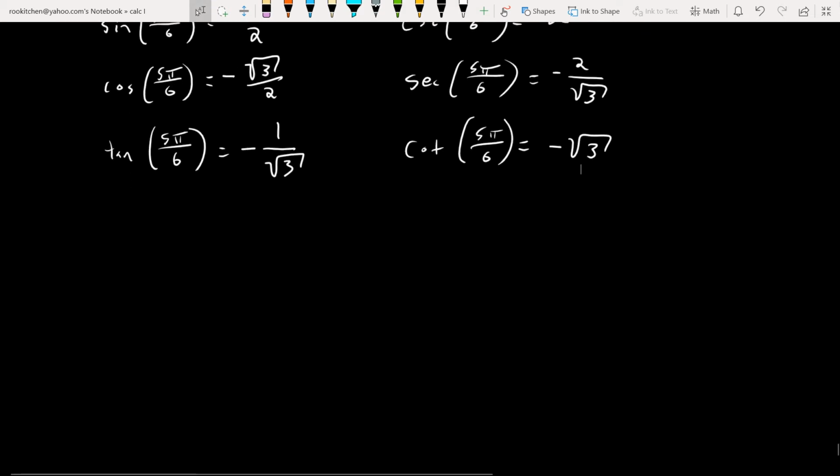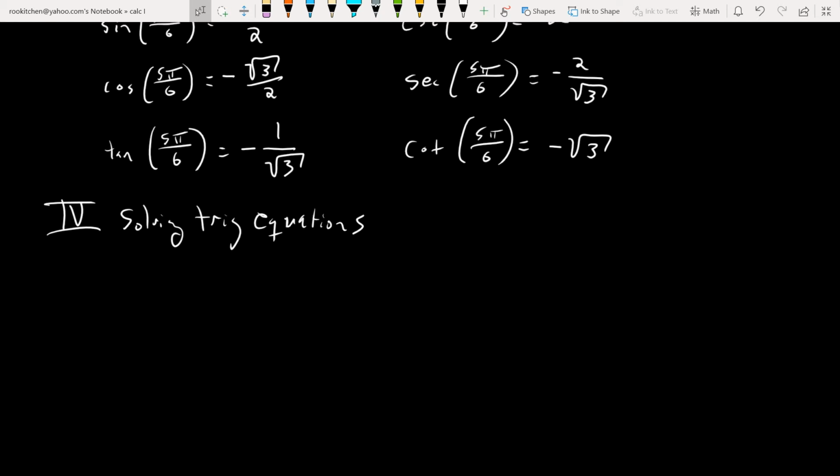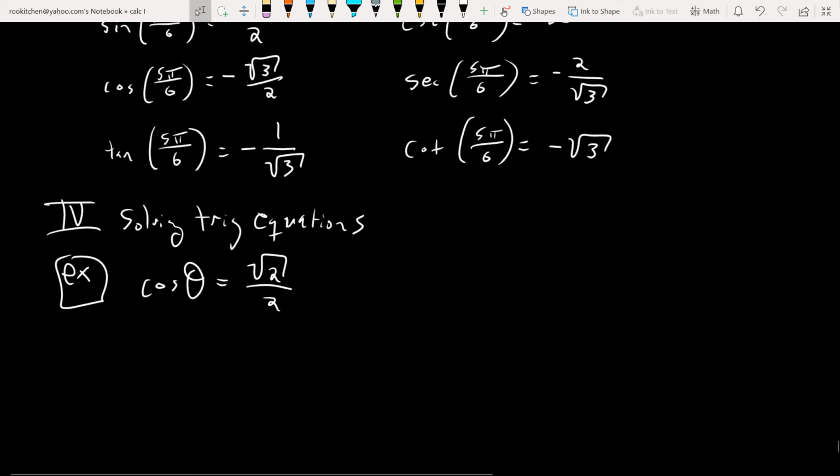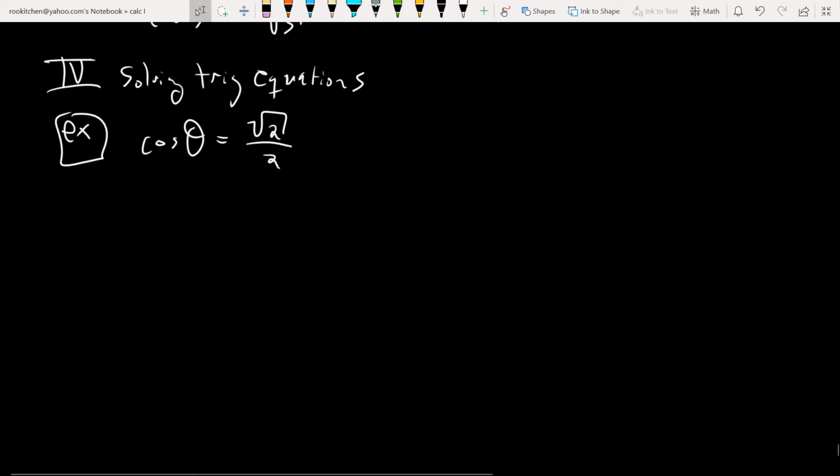Something we do a lot that we definitely need is solving trig equations. So for example, cosine of theta equals root 2 over 2. Okay, so the very, very simple trig equation. Right. So the reference angle theta is pi over 4.